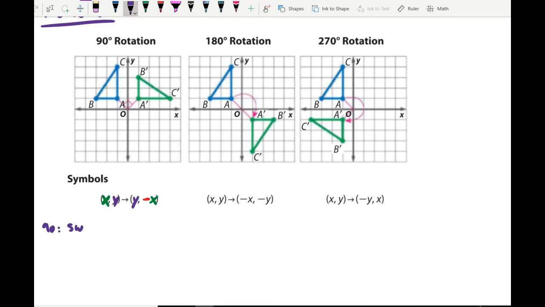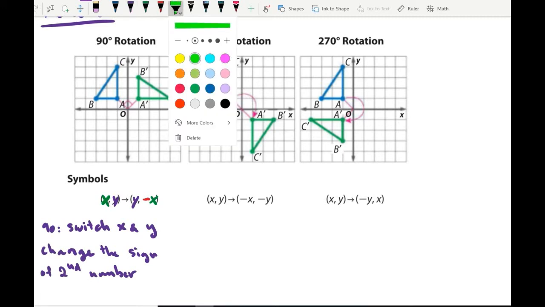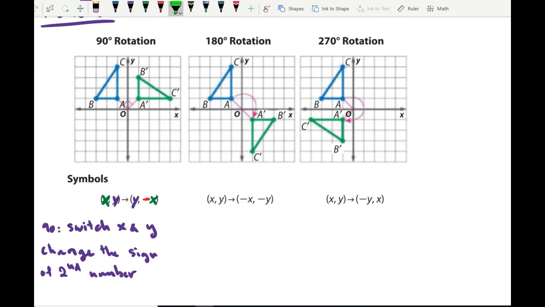Okay, 90 degrees: we're going to switch x and y and change the sign of the second number. What do I mean by that? I don't want to say either x or y because it's going to confuse you about whether I'm talking about a new x or a new y. The second number that I'm talking about is this one, the negative x.